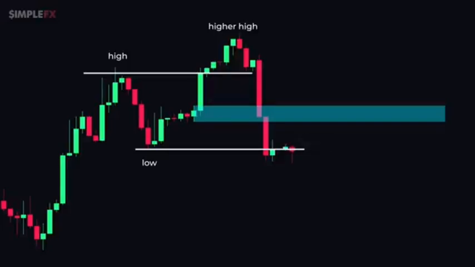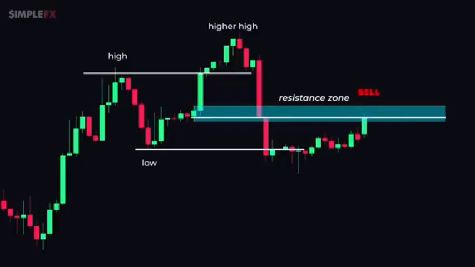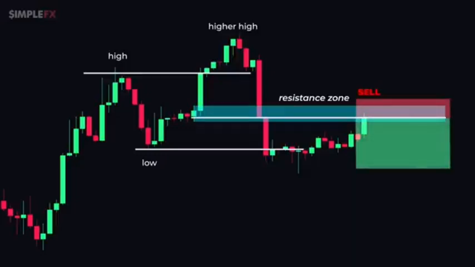Now, as the price retraces back toward the previous order block, it can act as a potential resistance zone. This is a prime area to open a short position. Then, place your stop loss slightly above the breaker block and set your take profit at 2 times the size of the stop loss. And as you can see, the price rejected this order block, hit our target, and resulted in a nice profit.